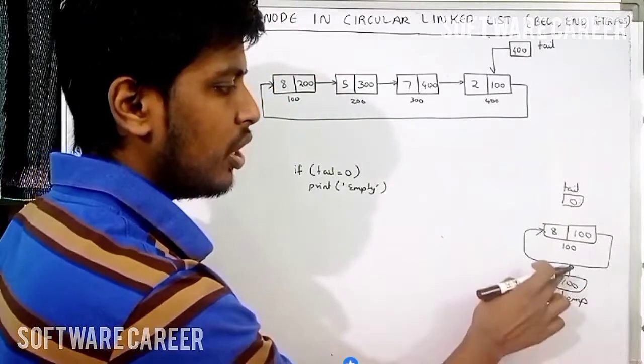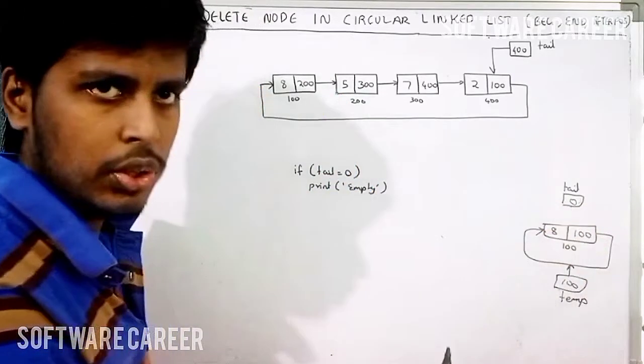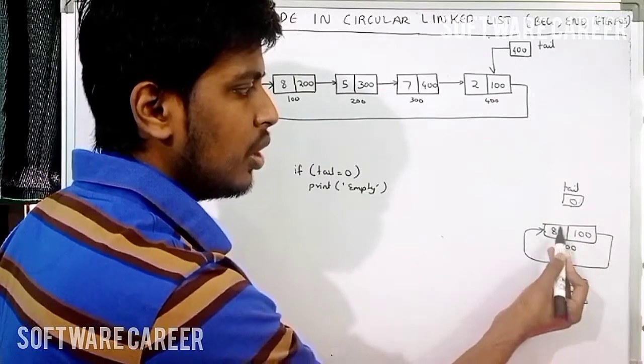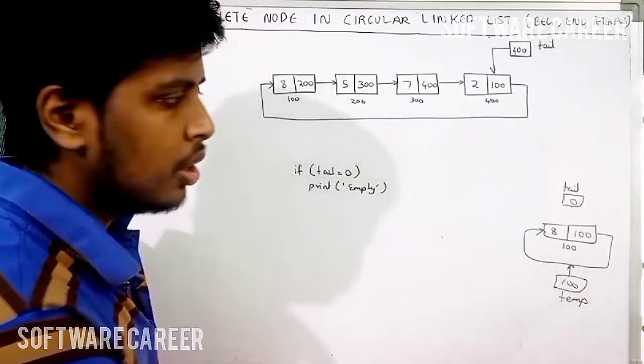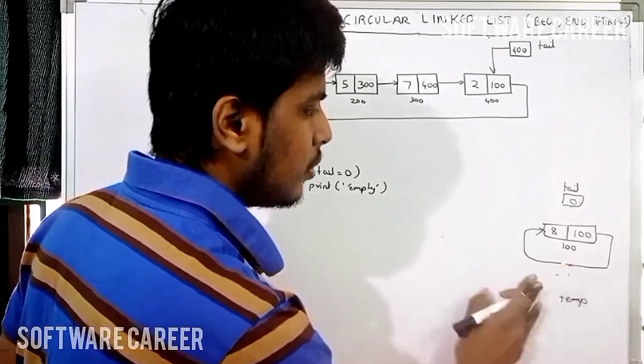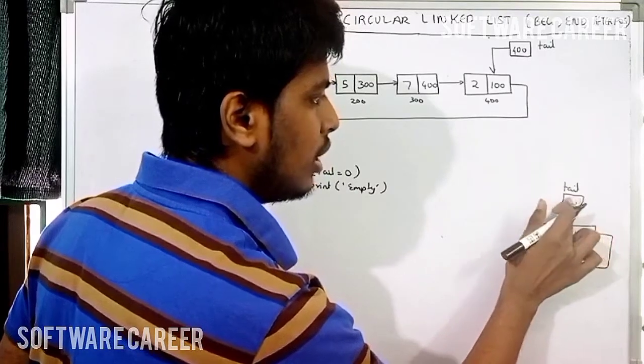After pointing this, you should update tail to 0. Then this link gets detached. After that you should remove this node by using free temp. Then this node will be removed. So let's see the case. Now temp is pointing to this node. Tail is 100.